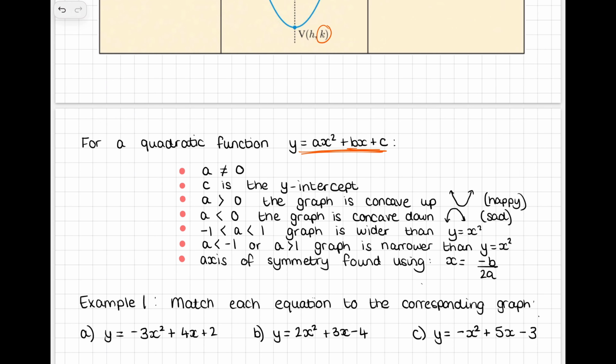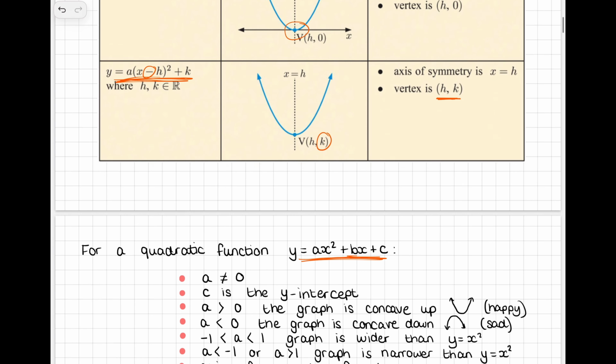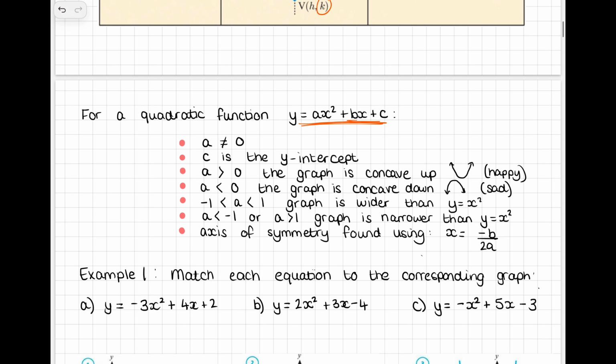If our a value is greater than 0, then the graph is a happy face. It is concave up. So like all these ones we've been seeing here in the examples above, the a is positive, greater than 0, it makes like a happy face. If a is less than 0, so if that a value is negative, then it is concave down. We'll be making a sad face parabola.